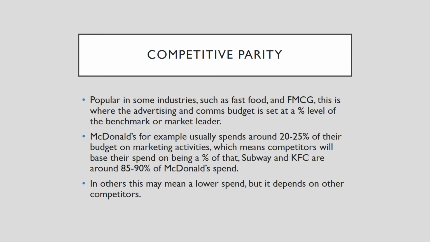Competitive parity. Popular in some industries, such as fast food and fast-moving consumer goods, we all like things fast in marketing, this is where the advertising and comms budget is set at a percentage level of the benchmark or market leader. McDonald's, for example, usually spends around 20 to 25% of their budget on marketing activities, which means competitors will base their spend on being a percentage of that. Subway and KFC, for example, are around 85 to 90% of the McDonald's spend. In others, this may mean a lower spend, but it depends on other competitors and what they're doing.